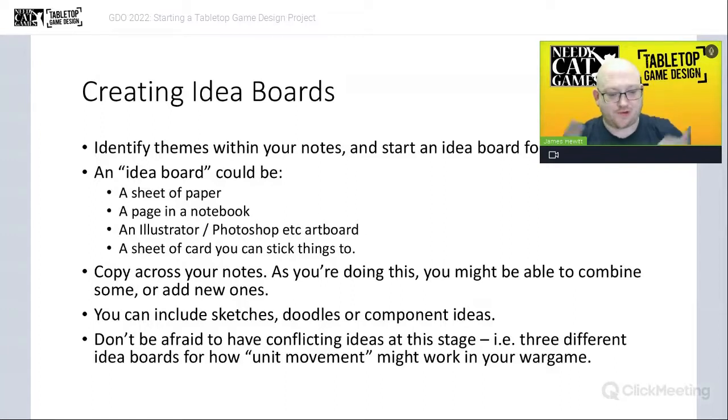It says you can include sketches, doodles, component ideas. It doesn't have to be written. And again, don't be afraid, even at this stage, to have different ideas. It says there, 3 different ways for how unit movement might work in your war game, or how resource management might work in your weasel farming game.